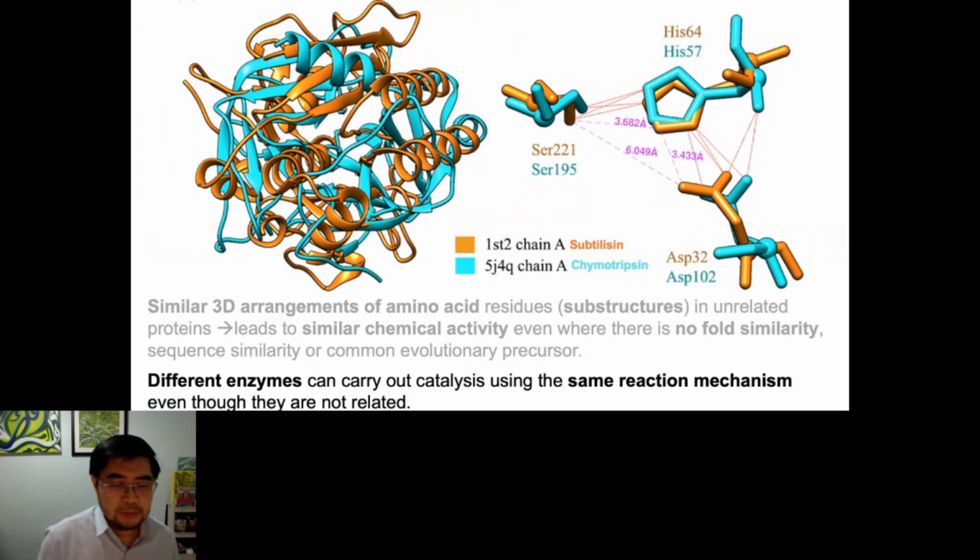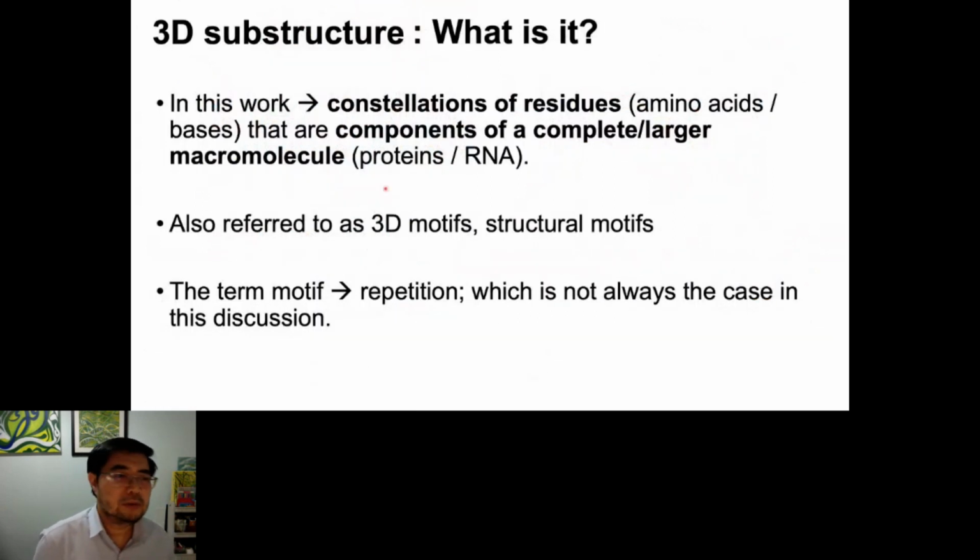So just to define what I'm referring to when I say 3D substructure, in the work that I will be telling about, it basically refers to constellations of residues that are components of a complete or a larger macromolecule. So, for example, for a protein structure, it's basically a cluster of amino acid residues. For RNA, it could be a cluster of base residues. And if there are repeats of this, then they will also be known as 3D motifs or structural motifs.